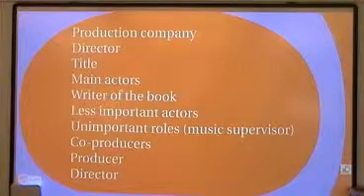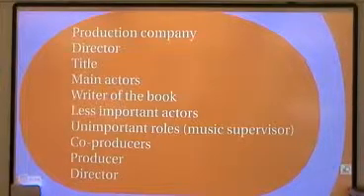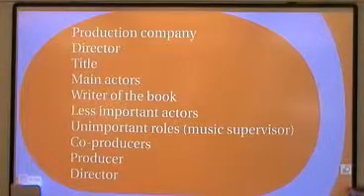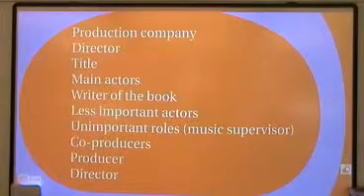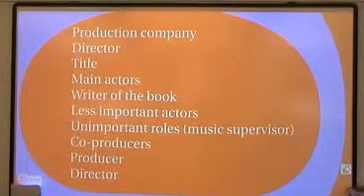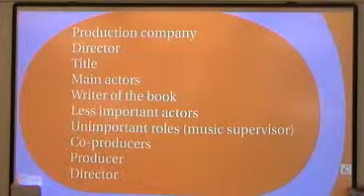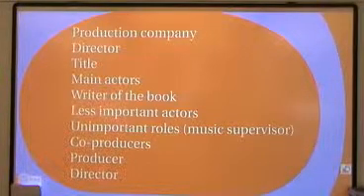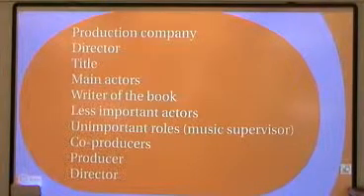First comes the production company, followed by my name as the director, then the title of the film appears. These titles appear first as they are the most important. Then the main actors are shown before the writer of the book the film was based on. Less important actors and roles in the film, for example music supervisor, are listed in small groups as the audience would be less interested in them. The last roles to appear are co-producers, producers, and finally the director's name is repeated. My name is repeated as I have the most important role in the making of the film.